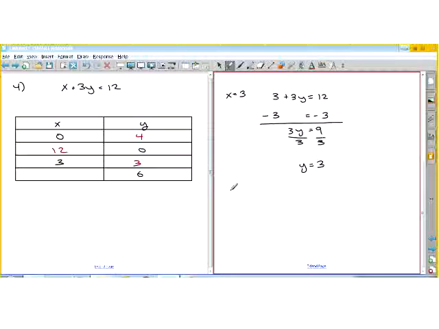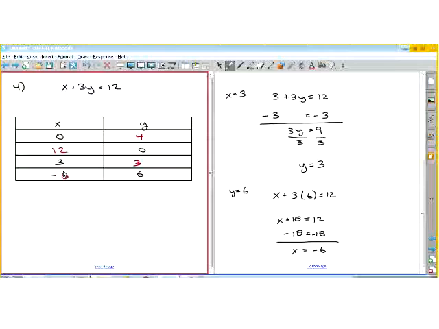And then finally, the last one is y equals 6. So we go to our original equation. For y, we put in 6. 3 times 6 is 18. Solve for the variable, so we're going to subtract 18 from both sides. 18 minus 18 is 0, so we just have x left over. 12 minus 18 is negative 6, so we get negative 6. So these are our 4 points again.